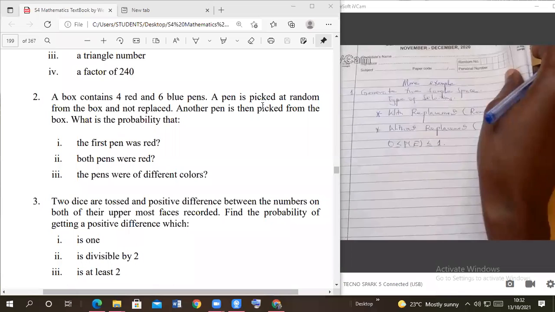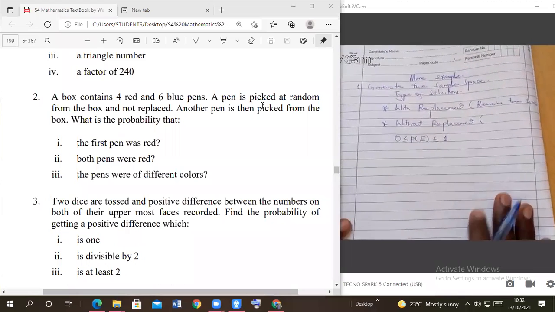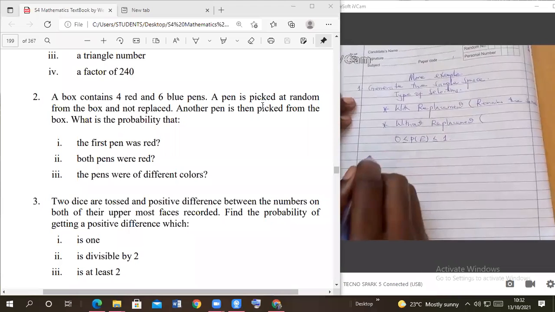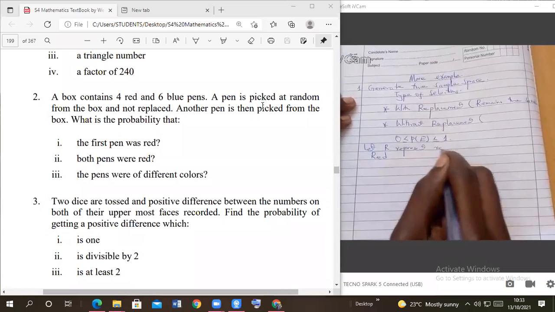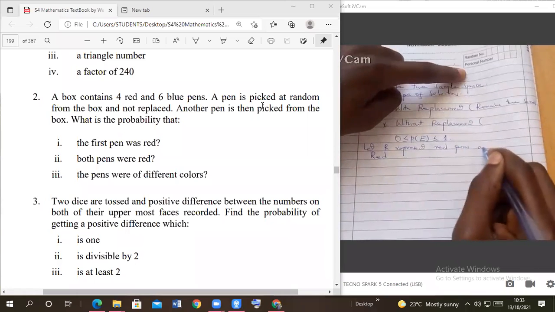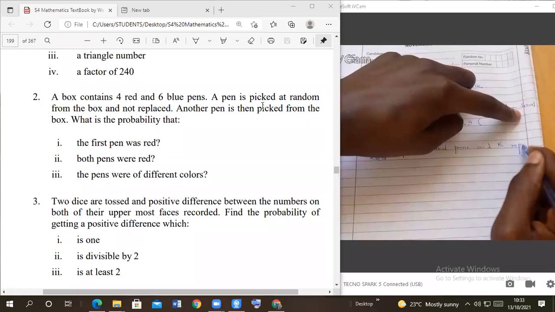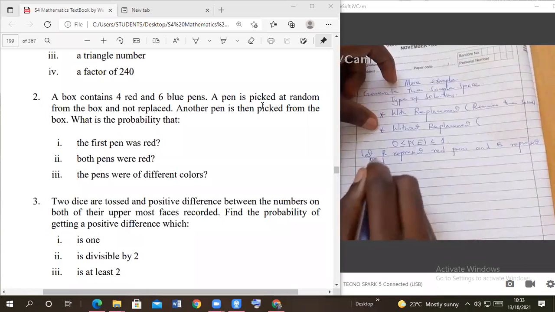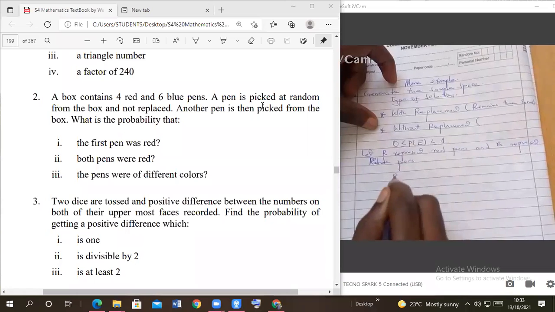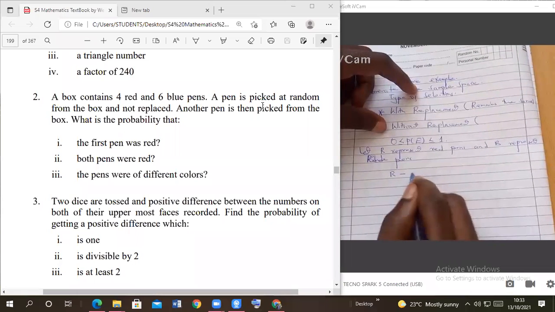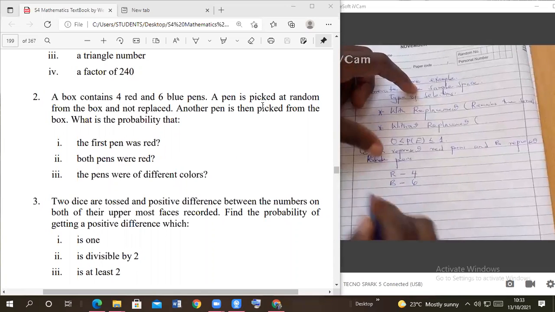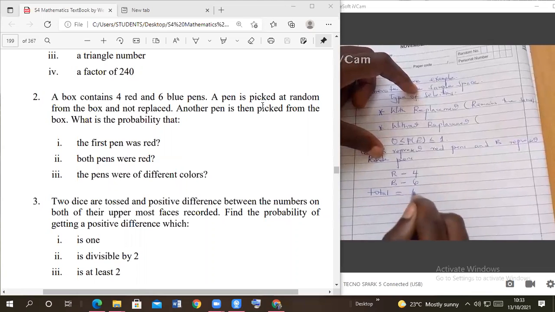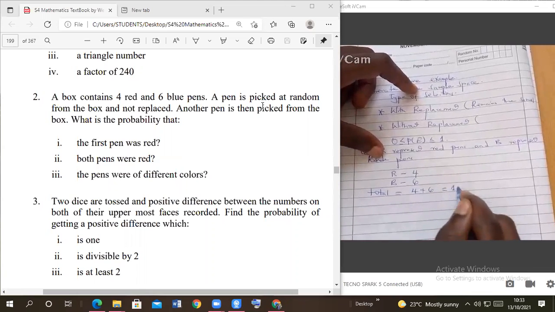So what you do, you collect the information. When you look at this information, what have they given us? We have red, so let R represent red pens, and B represent blue pens. How many red pens do we have in that box? There are 4. Blue, there are 6. So in total we have 4 plus 6, which is 10.